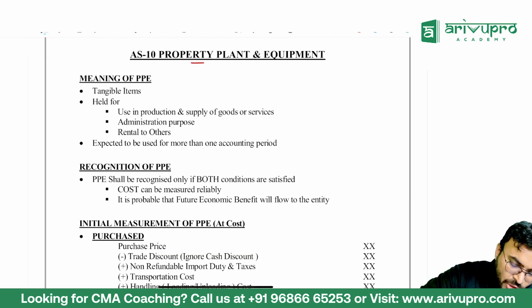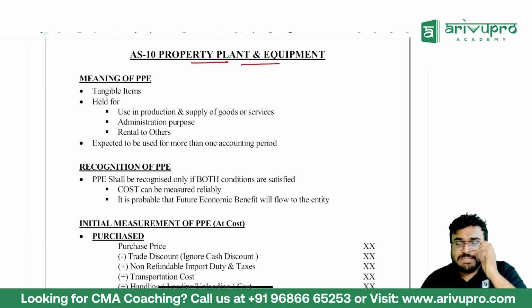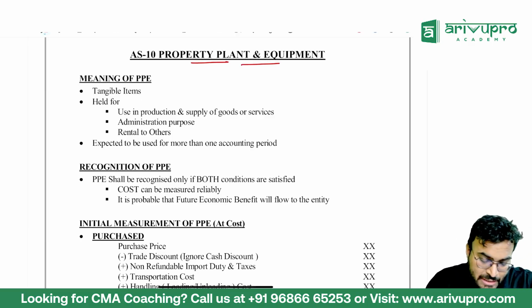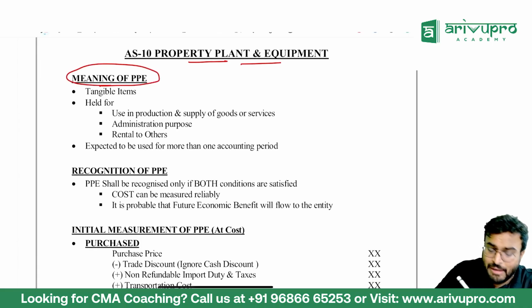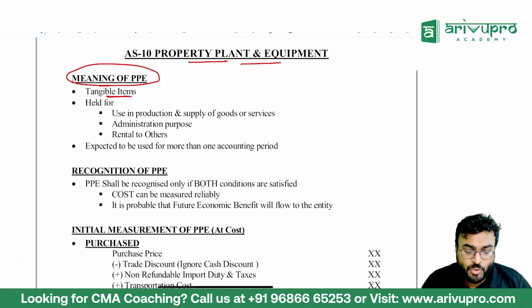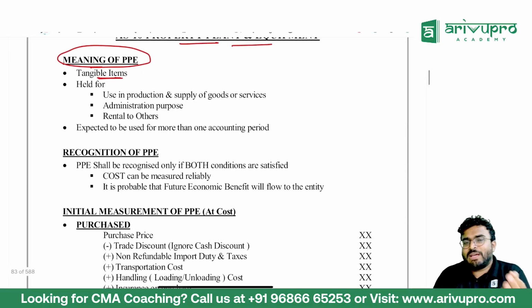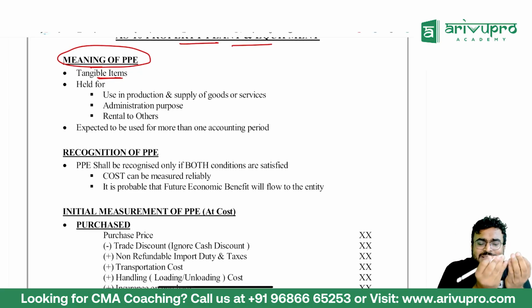Okay, next we go into AS10. AS10 is property, plant and equipment. Meaning of property, plant and equipment: tangible items. What are tangible items? That means those items which have physical substance. That means you can see them.